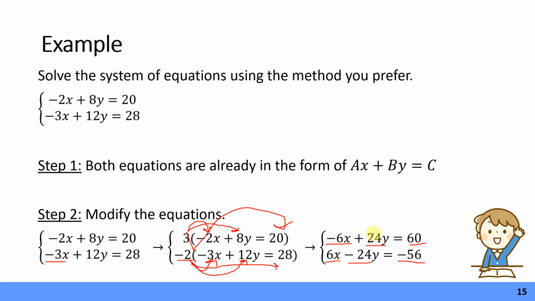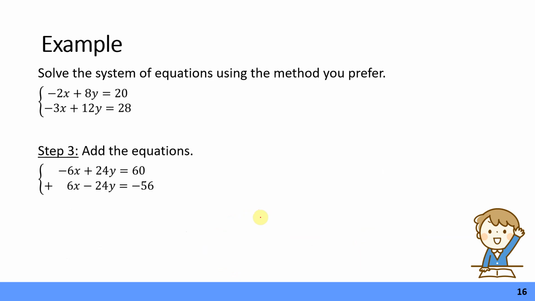Just as a reminder, you can also manipulate to cancel out the y's. You could do x's or y's, it doesn't matter. All right. Now that my equations are ready, now I can add them. Again, remember, it's always going to be addition. That's why it's also called the addition method. So if I add these, just like I wanted, the x's canceled out.